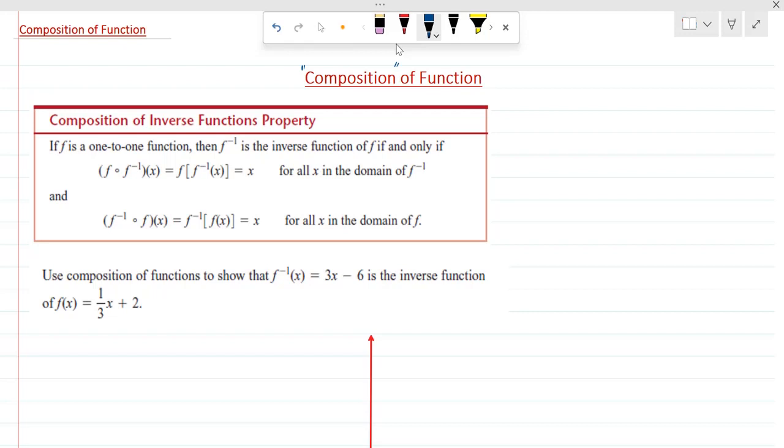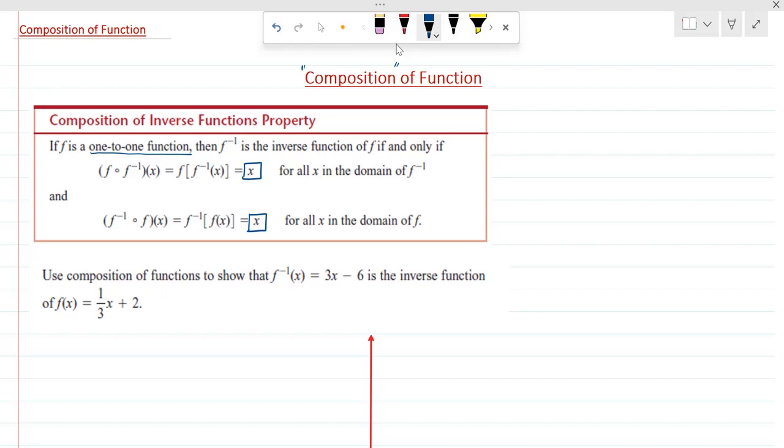As we already know, f has an inverse only if it is a one-to-one function. If f is a one-to-one function and f inverse is the inverse function of f, if and only if you take the composition of f and f inverse, the final simplified term must be x. And similarly, if you change the order, f inverse composition of f, you will get x for all x belonging to the domain of f inverse and f.